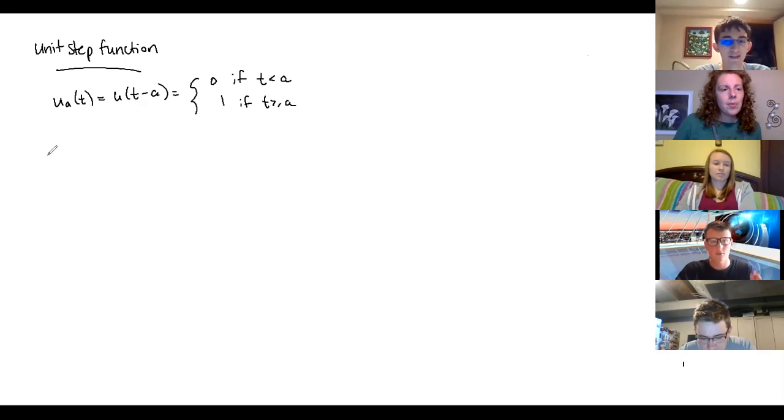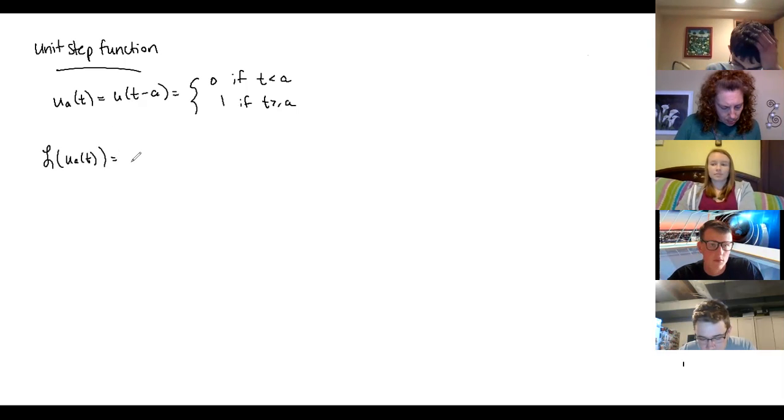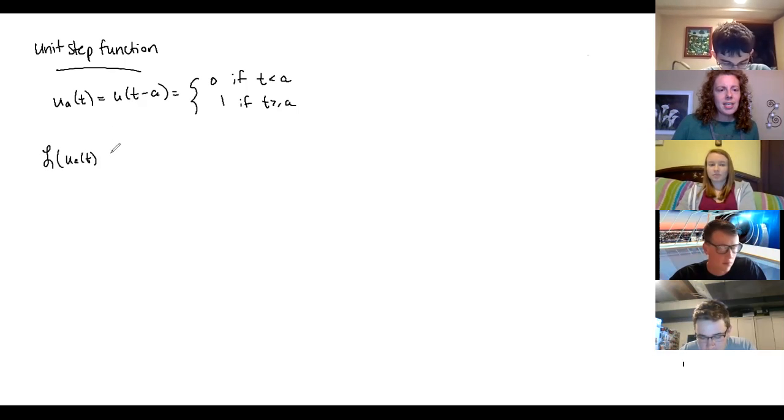All right, and so then remember, we can do the Laplace transform of this. The Laplace transform of u sub a of t is boring by itself, so we don't usually do the Laplace transform of just u sub a of t. We do the Laplace transform of u sub a of t times f of t minus a. That is going to be e to the negative a times s times capital F of s.